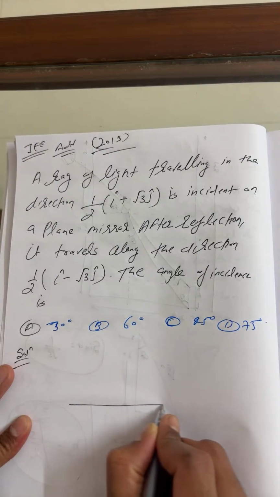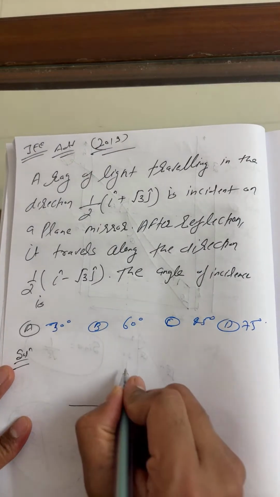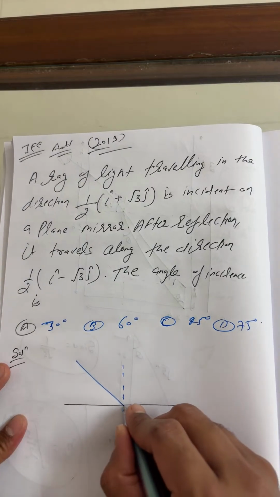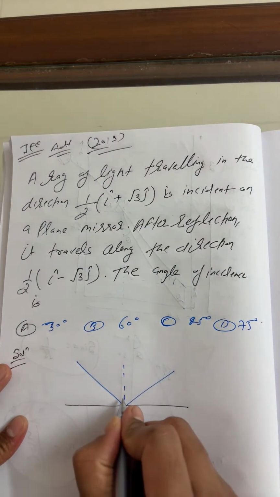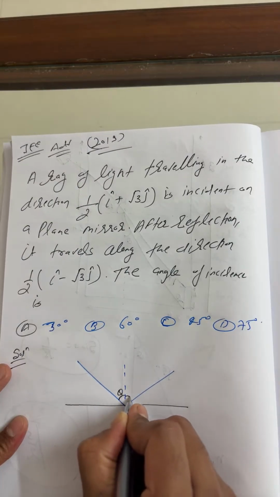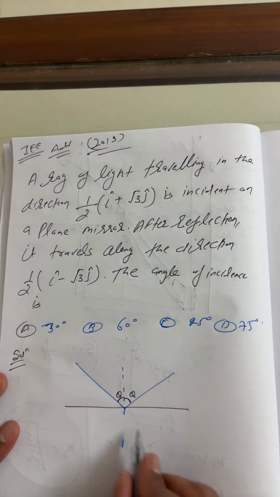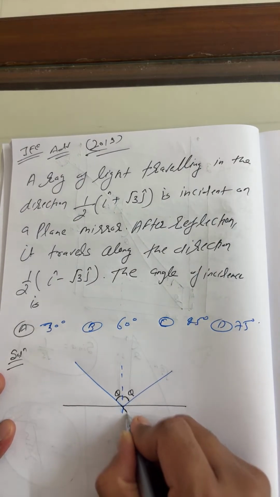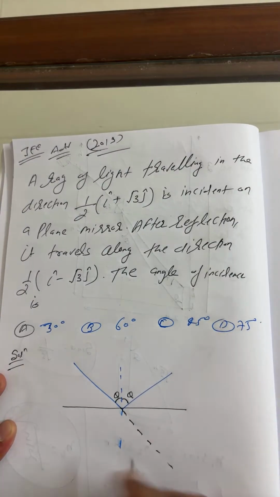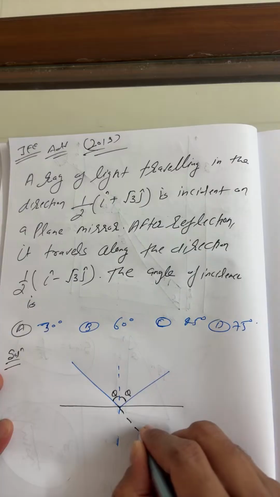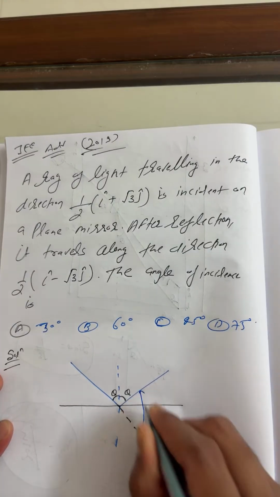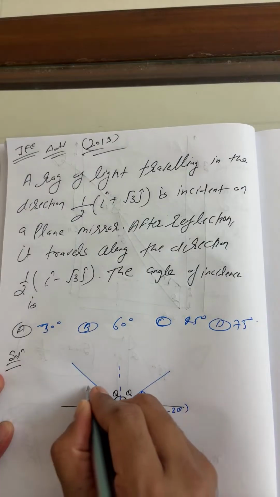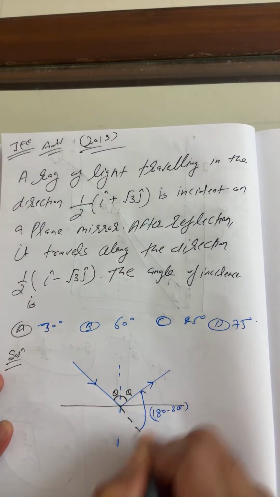Just take in consideration, this is a reflecting surface. Now, this is the normal. Angle of incidence equals angle of reflection, so this is theta, and this remains theta according to the law of reflection. If there is no obstacle, the incident ray definitely travels like this. So you need to find this angle here, which is 180 degree minus theta. The incident ray is given, the reflected ray is given.